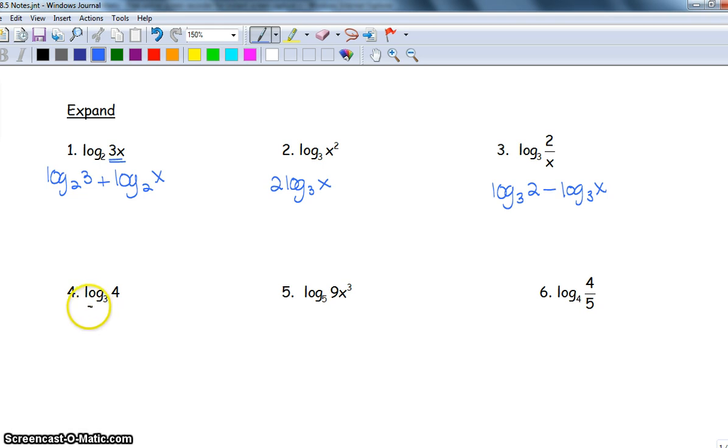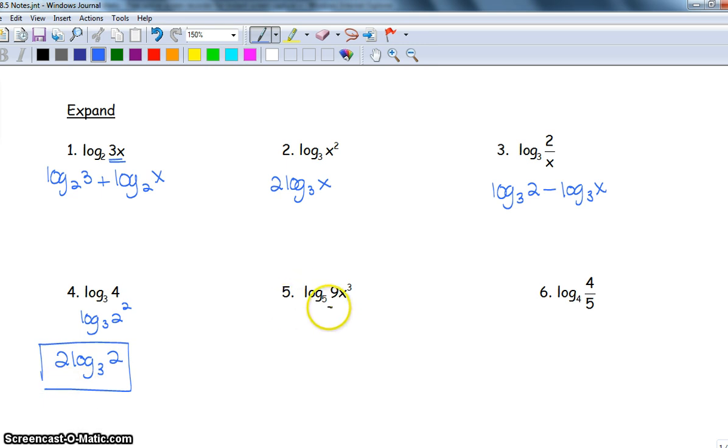Next one. Now for number 4, I've got log base 3 of 4. There's no multiplication, there's no division, and there's no exponents. So it looks like there's nothing I can do, but you've always got to look to see if you can break things down, just like in the last chapter. I can take 4 and I can rewrite 4 as 2 squared. Once I rewrite it, now I can use that third rule, move the exponent out front, so it's 2 times log base 3 of 2.